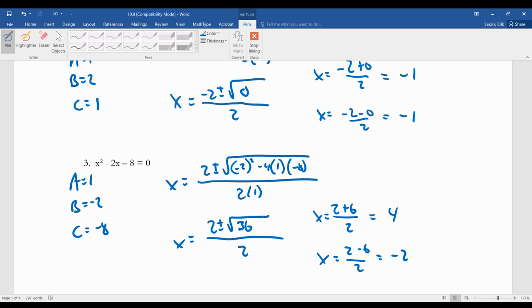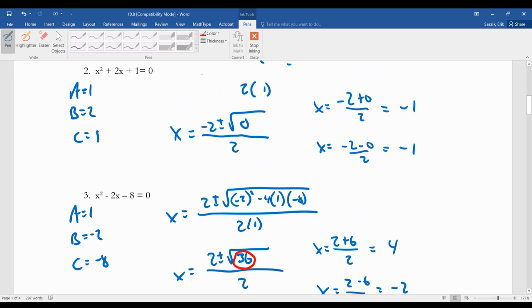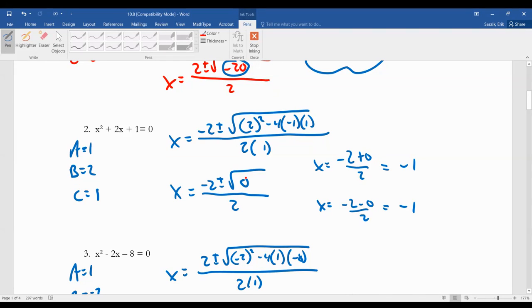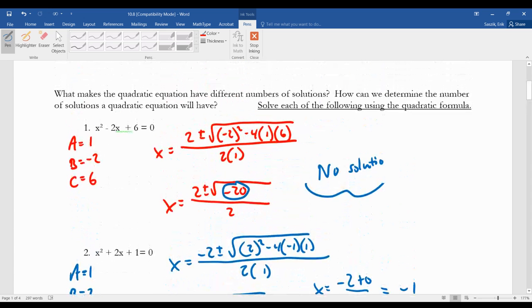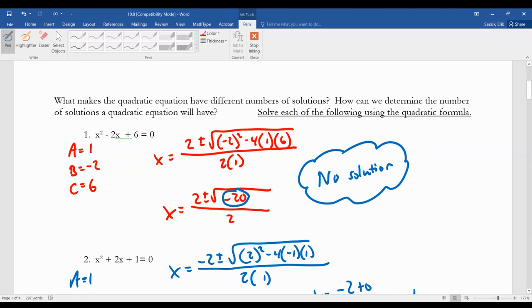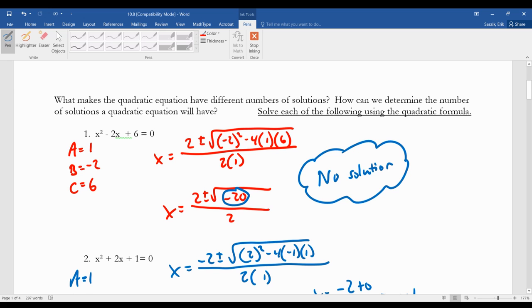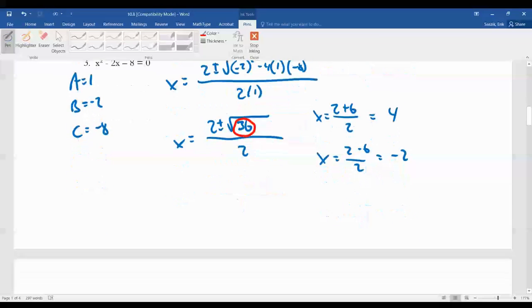So notice, what's making this happen? Well, what makes it happen is this number that's in the square root. See, if this number that's in the square root is positive, you're going to get 2 different answers, because adding a positive number or subtracting a positive number is going to give you 2 different things. All right? If this number inside the square root is 0, then you just get 1 answer, because adding or subtracting 0 isn't any different. And if you have a negative, you get no solution because you can't take the square root of a negative number.